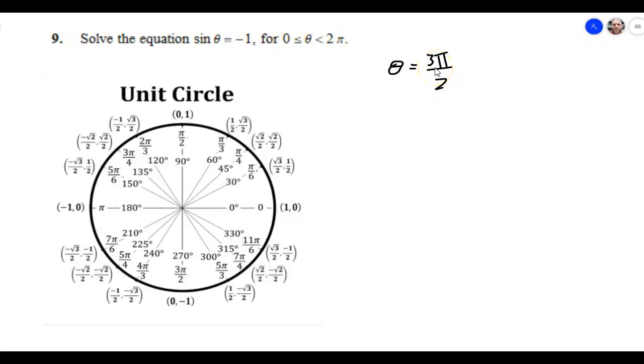Now, a lot of times we're going to have two different solutions. Negative 1 is one of the rare cases, along with positive 1, where we're only going to have one solution. But if they were to, for example, ask where the sine of theta is equal to 1/2, we're going to have right here and right here. So we'll have two solutions. If they ask where it's equal to the square root of 2 over 2, we'll have a solution right here and right here as well. But with 1 and negative 1, it's only going to happen once on that unit circle.